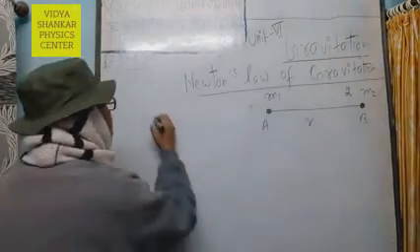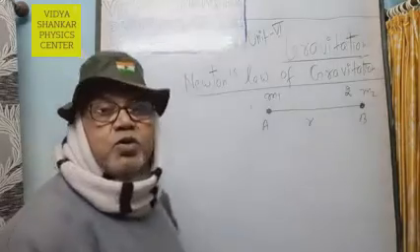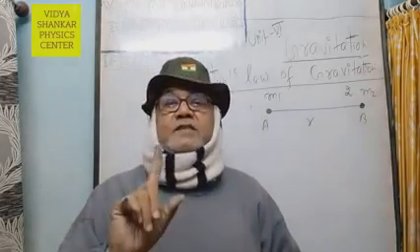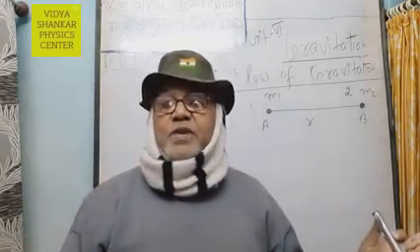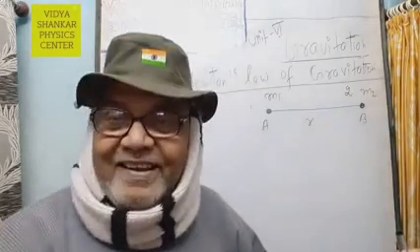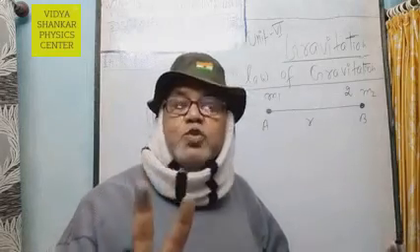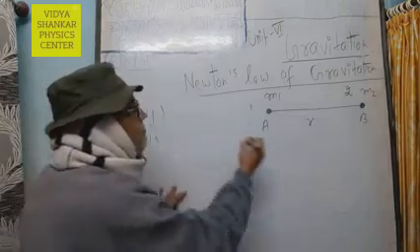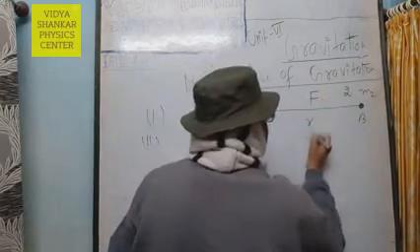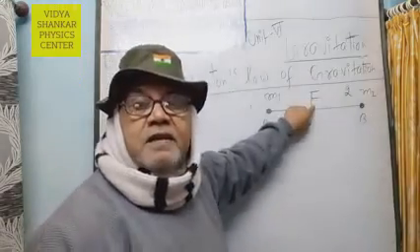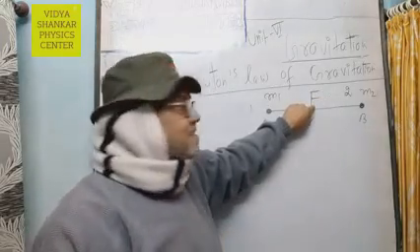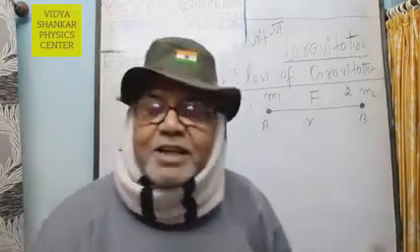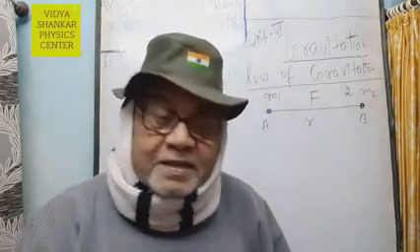The first law, first of all. Two particles attract each other in this universe. There is nothing but attraction everywhere. According to Newton, two particles attract each other. Second, the force of attraction, capital F, between the two particles is directly proportional to the product of their masses and inversely proportional to the square of the distance between them.